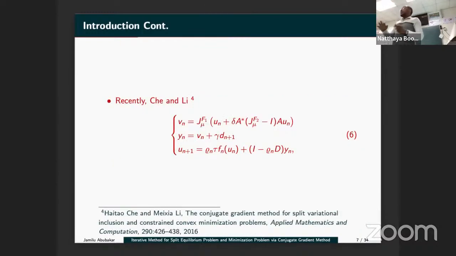So let me recall some literature here. This paper used not a similar idea, but it used the idea of conjugate here. This is a common solution of the split variational inclusion problem with a minimization problem. If you look at the second step here, this is a conjugate step for the minimization problem, and this is for the inclusion problem. He used the idea in order to have an accelerated version of the algorithm. But here they did not use the average operator technique.